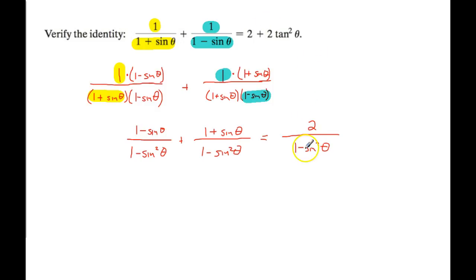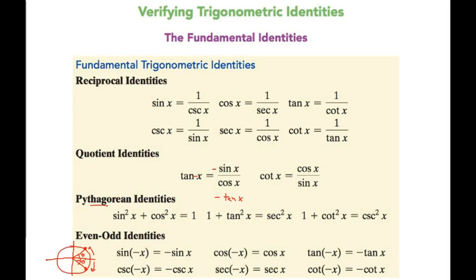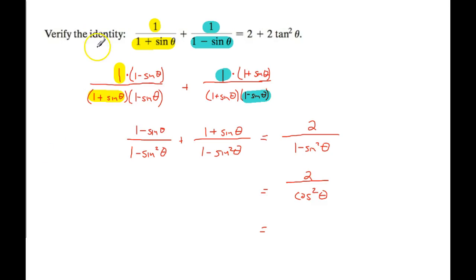Alright, now what is sine squared equal to? Or 1 minus sine squared equal to? That's equal to the cosine squared theta. Alright, now when I have cosine on the bottom, I could use this identity. Cosine's on the bottom, so that's secant. So 1 over cosine squared would be the same thing as secant squared. So that's what I'm using at this last step: instead of 2 over cosine squared theta, I'm going to call that 2 secant squared theta.